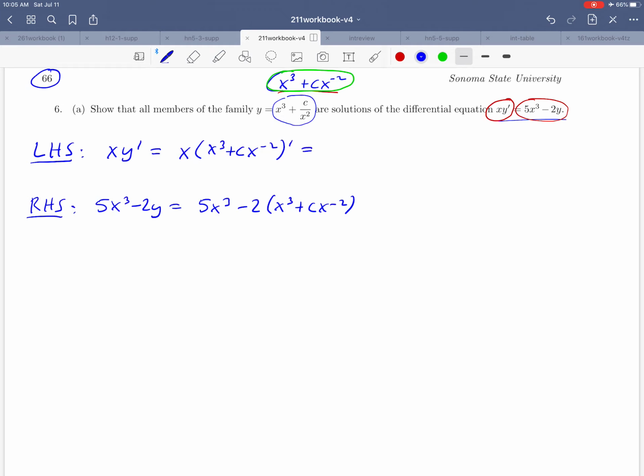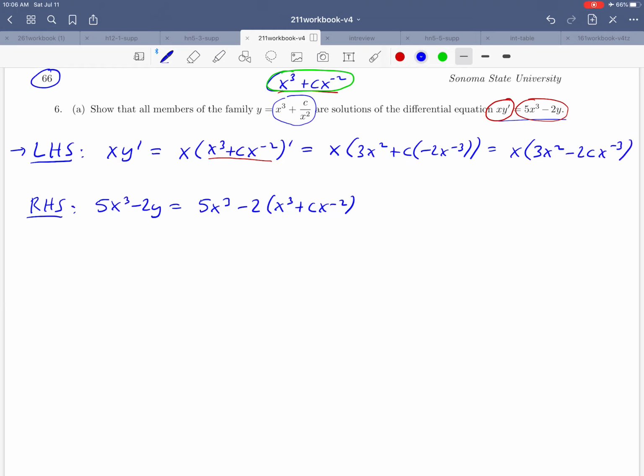What we're going to try to do is confirm that we get the same thing on the left and the right-hand side. Starting with the left-hand side, we would like to take x and multiply it by the derivative of x cubed plus c x to the negative 2. If we take the derivative of that, we're going to get 3x squared plus c times the derivative of x to the negative 2, which is negative 2x to the negative 3. Let's do some algebra: I'll rewrite the inside of the parentheses as 3x squared minus 2c x to the negative 3.